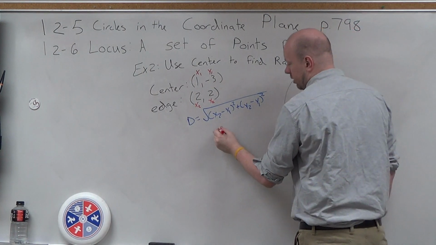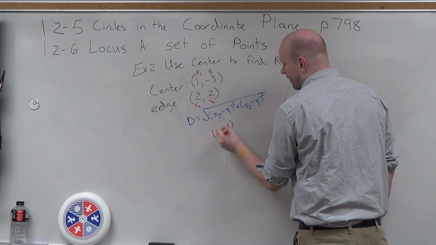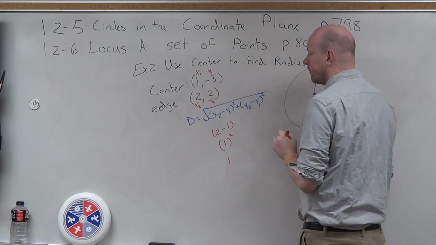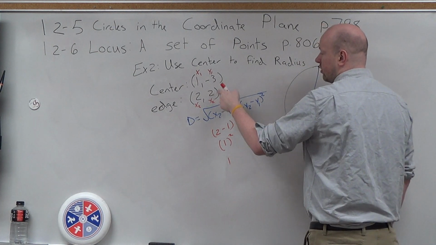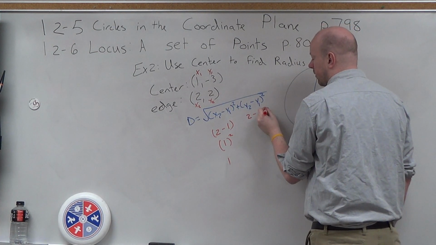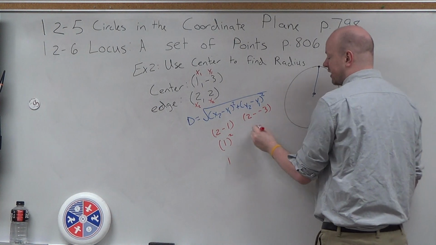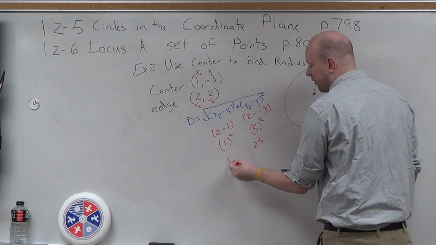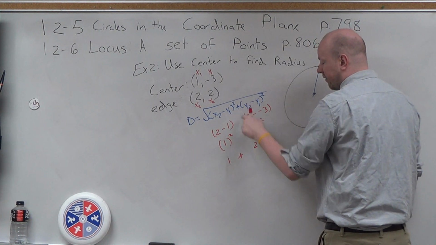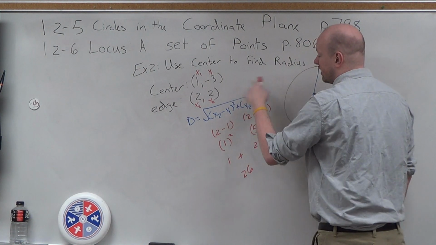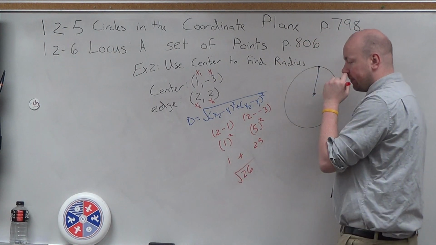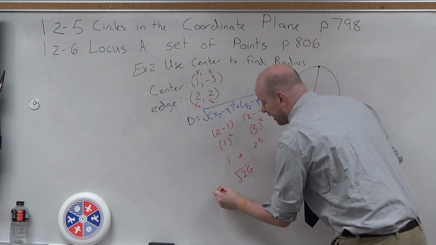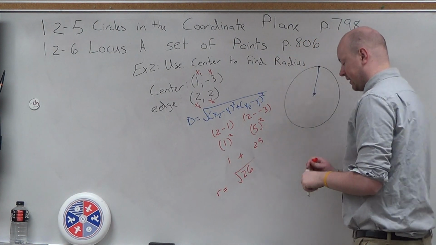So I get 2 minus 1 for my x values. 2 minus 1 is 1. 1 squared is 1. I get 2 minus -3. Again, subtracting a negative is adding, so I get 5. 5 squared would be 25. 1 plus 25 would be 26. And the distance, again, is the square root of that. So my distance between the center and the edge is the square root of 26. That's also, as we said, our radius.